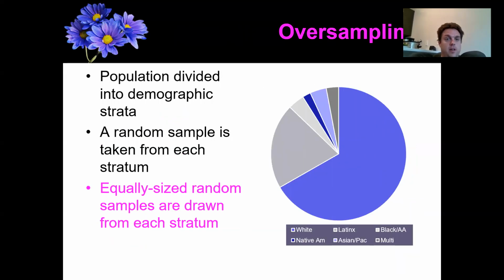Another one is oversampling. This is when the population is divided into demographic strata again, so dividing up based on some demographic quality, and you take a random sample from each stratum. However, you're not going to make it proportional. You're going to have equally sized random samples drawn from each stratum.